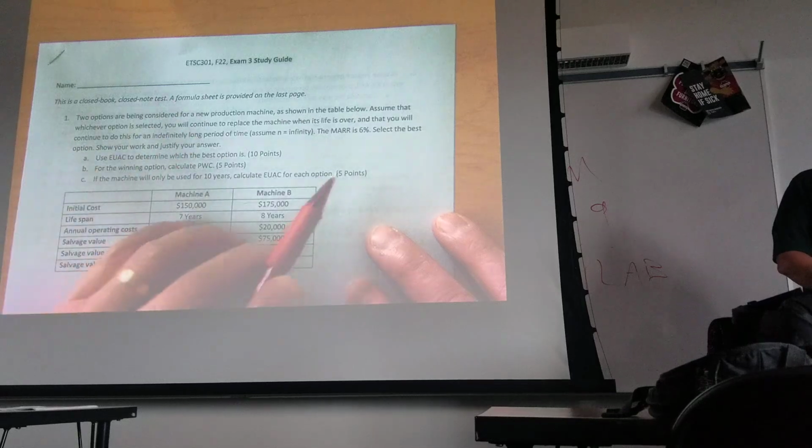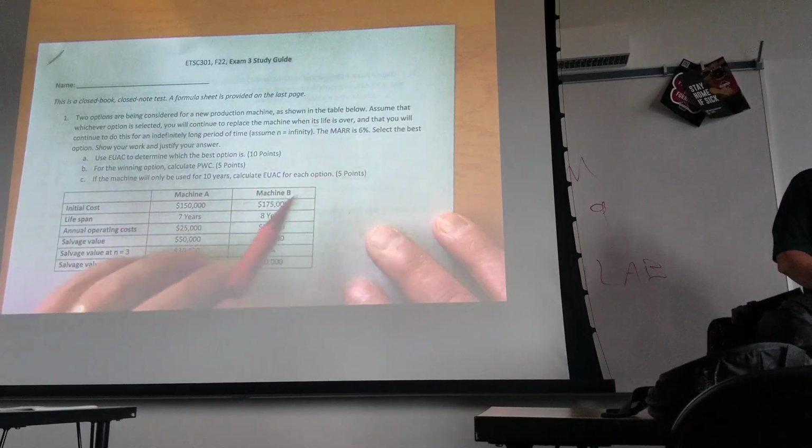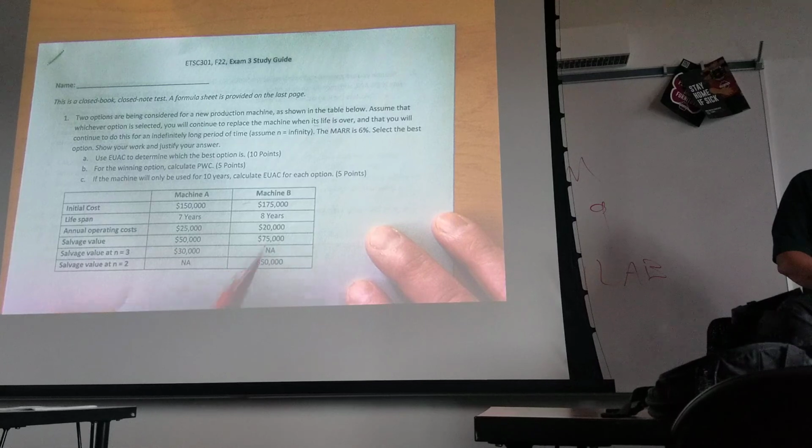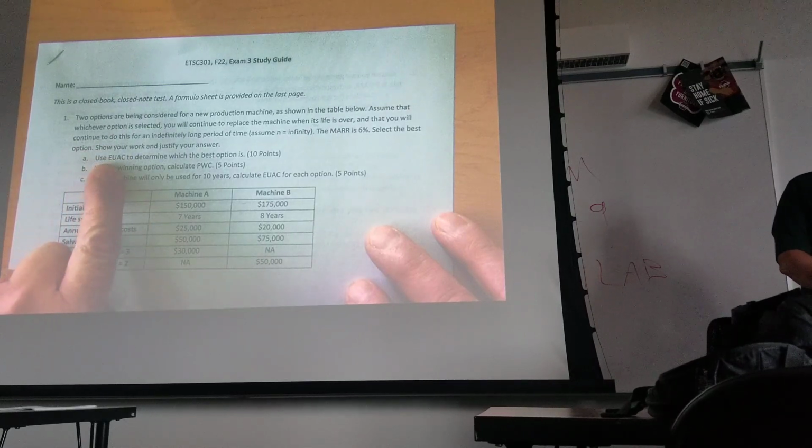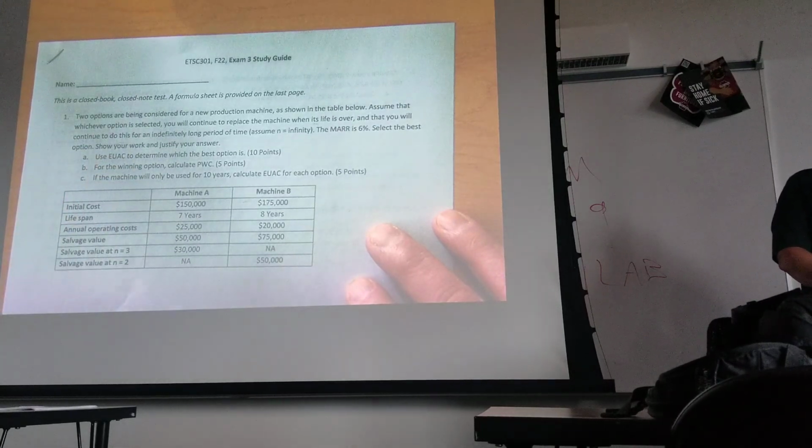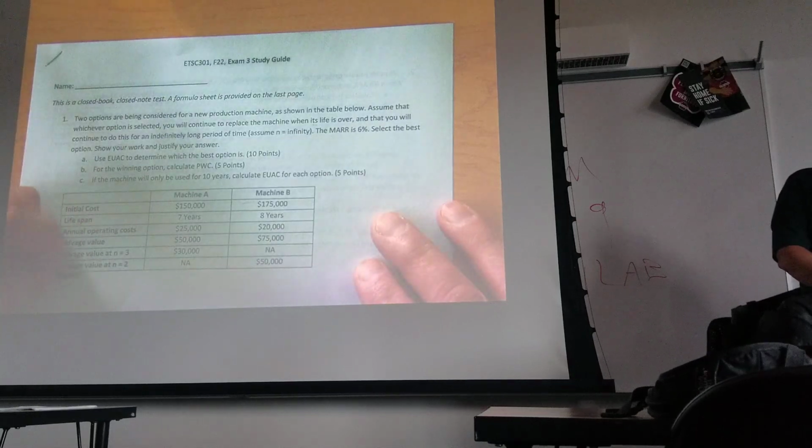Do this indefinitely long. MARR is 6%. Pick the best option. So you use the UAC to make your judgment. Okay, so we'll do A.